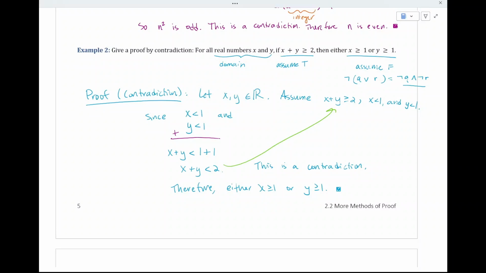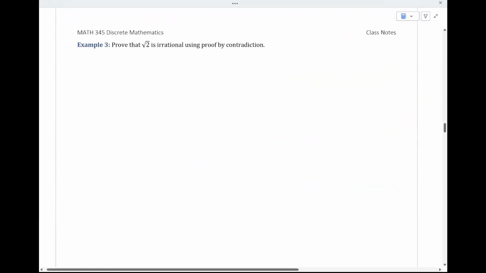We're going to do one more. This is probably my favorite proof in this whole section. We want to prove that the square root of 2 is irrational using a proof by contradiction. Proof by contradiction. All right, here we go. So this isn't the traditional ones we've done so far, where we have a P implies Q. All we're trying to prove is that the square root of 2 is irrational. So what we're going to assume is that the square root of 2 is rational.